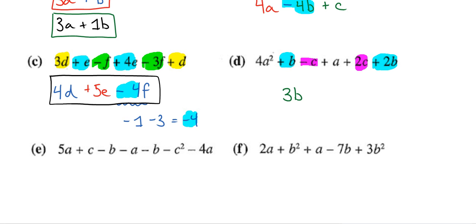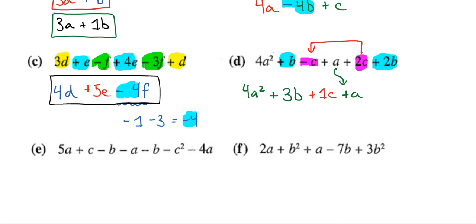So think about it this way: if I have a 2c and I take away 1c, that's going to give me positive 1c. And then I have this a here, plus a, and then I have a 4a squared at the beginning. Okay, and that's how you could do this problem.